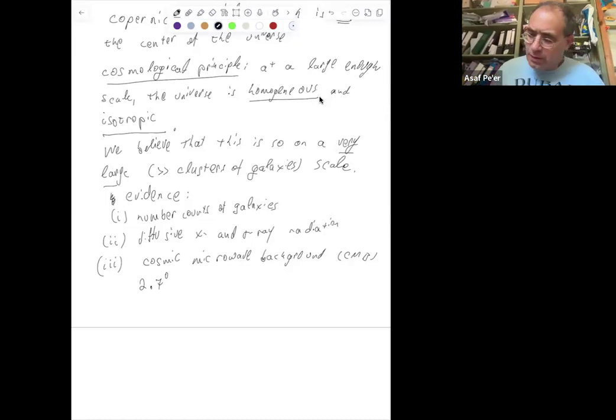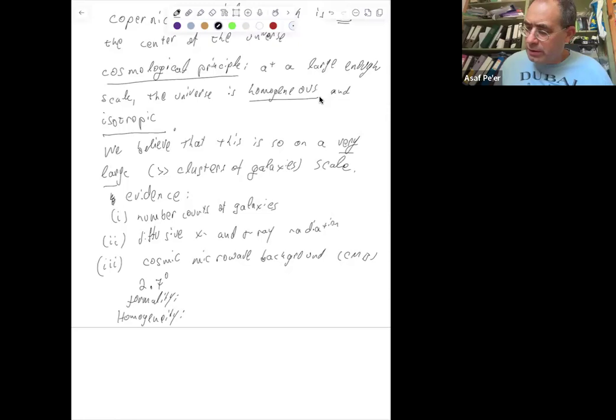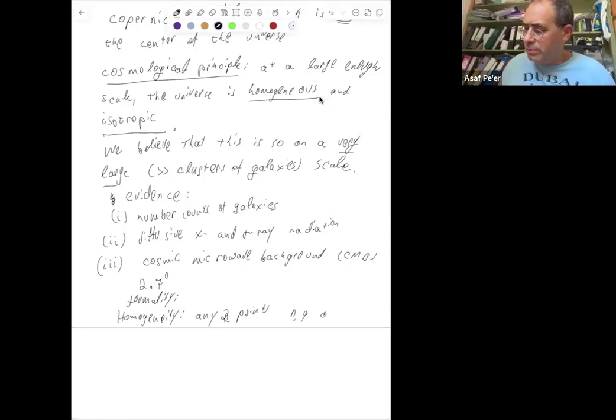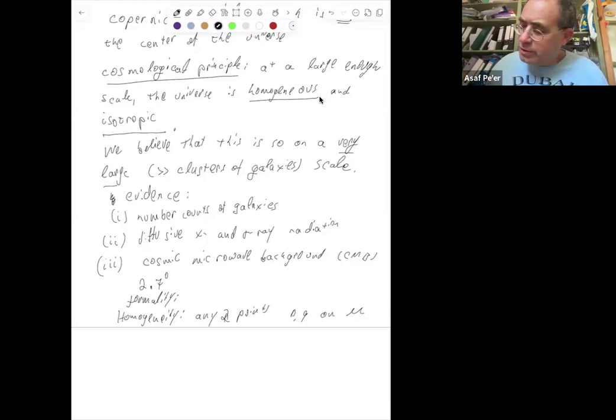But formally, when we speak about homogeneity, that means that for any two points P and Q on the manifold M, there is an isometry from P to Q.